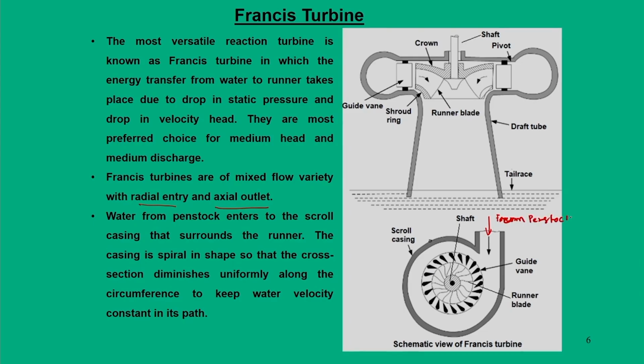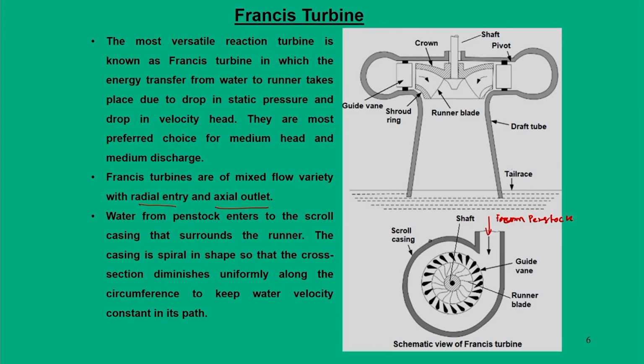So, penstock is nothing but the water pipe or conduit in which the high head water is allowed from certain locations to the location of the turbines. When it enters from the penstock to this, it passes through a casing which is called the scroll casing, and this scroll casing surrounds the runner, and this runner is integrated with two types of blades.